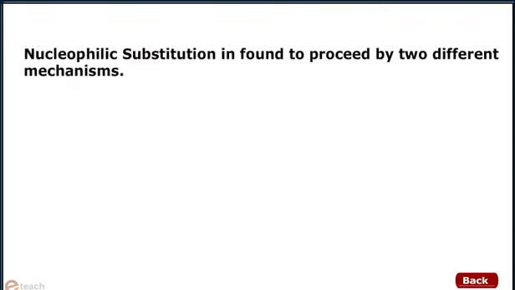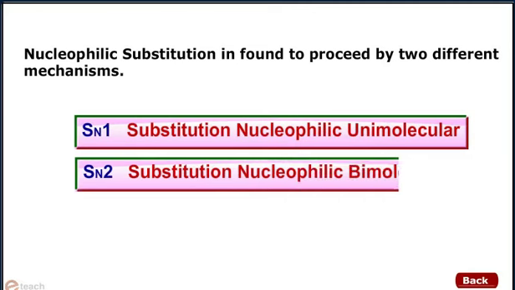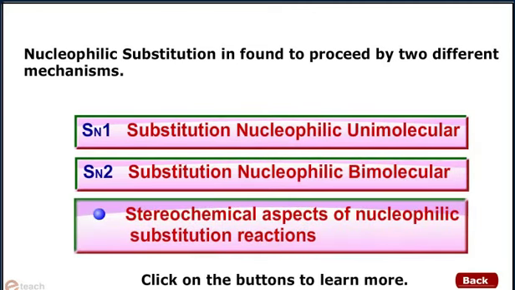Nucleophilic substitution is found to proceed by two different mechanisms. SN1, unimolecular nucleophilic substitution reaction. SN2, bimolecular nucleophilic substitution reaction. Click on the corresponding buttons to learn more.